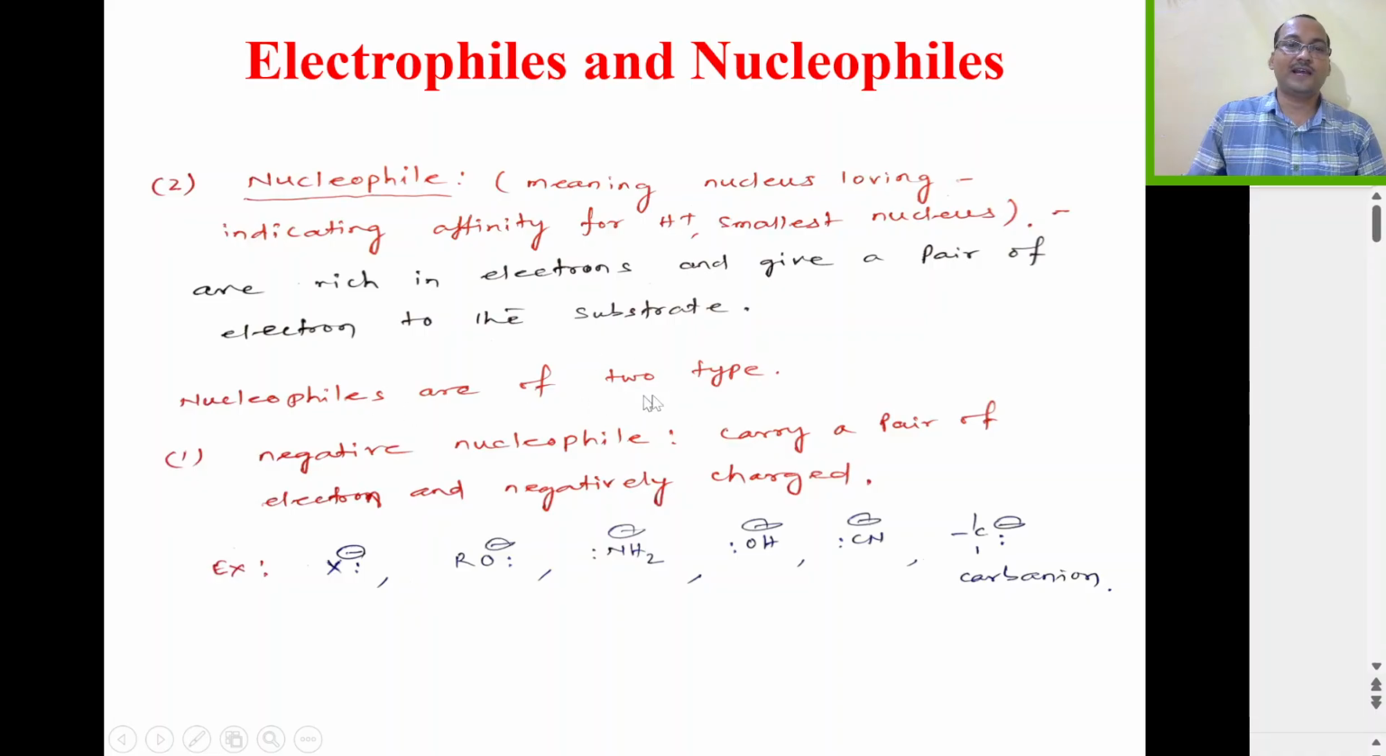So again, nucleophiles are of two types. Negative nucleophile, it carries a pair of electrons and is negatively charged. Examples are X minus halides, RO minus alkoxides, NH2 minus amide, then OH minus, CN minus, and all carbanions, etc.